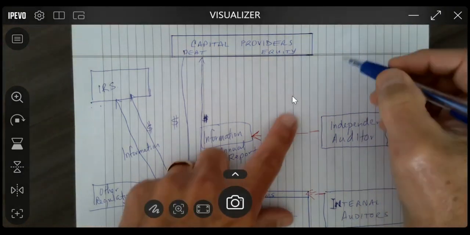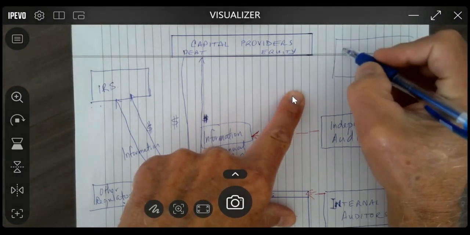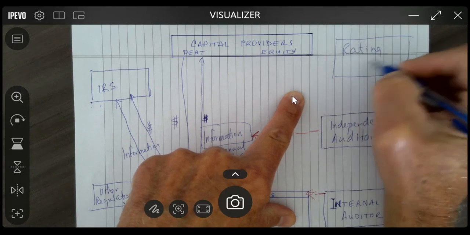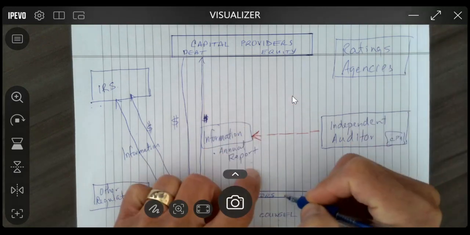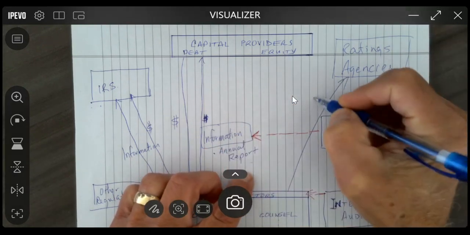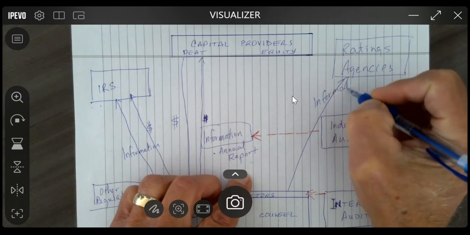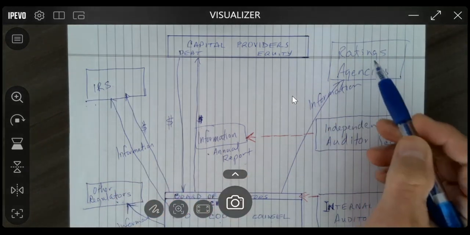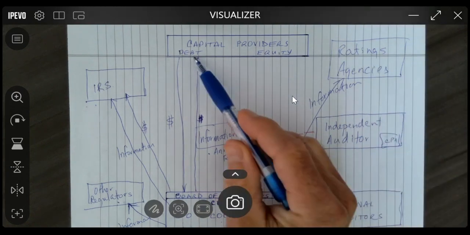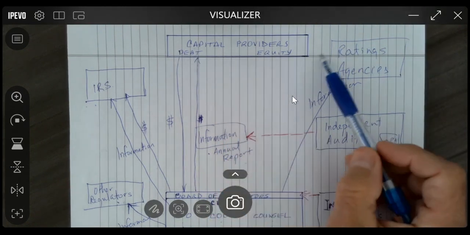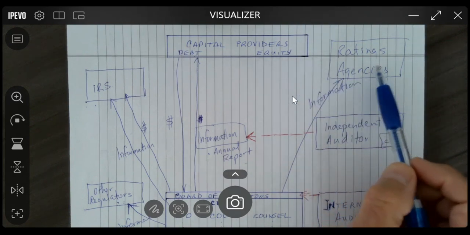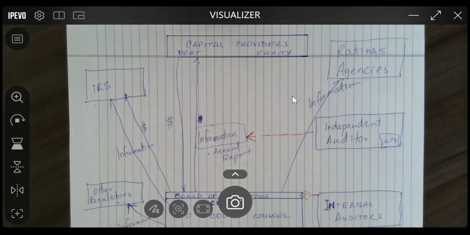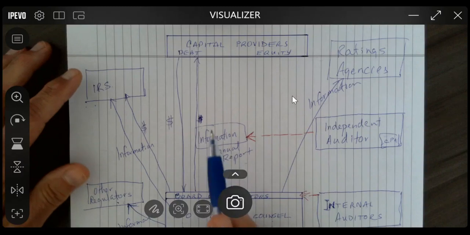There's one other organization over here that you'll learn about, and that's the ratings agencies. And they get some information from the company. These are bond rating agencies that provide an independent assessment of the relative risk of the bond, or maybe companies that are going to recommend or not recommend our stock. Okay, now there is one more party I want to introduce you to today that's in this relation.